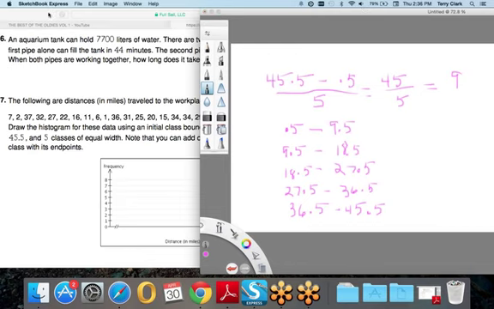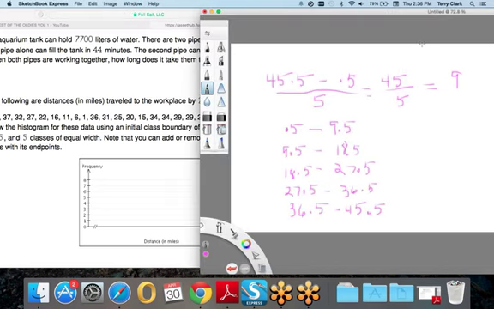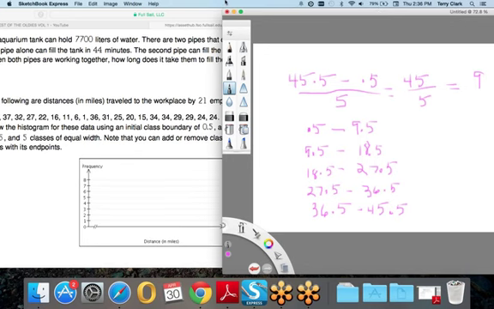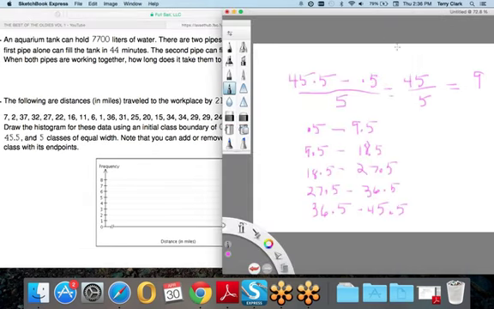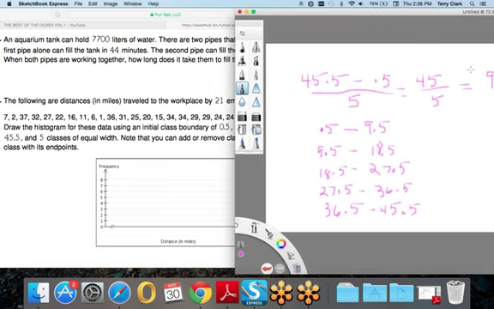Okay, let me move this over a little bit, like that. Do I have all the numbers? I can see everything. Okay, so the number 7 is in between 0.5 and 9.5, so I'm going to put one tally mark there for that number. The number 2 is also in between 0.5 and 9.5, so I'm going to put a tally mark there as well.